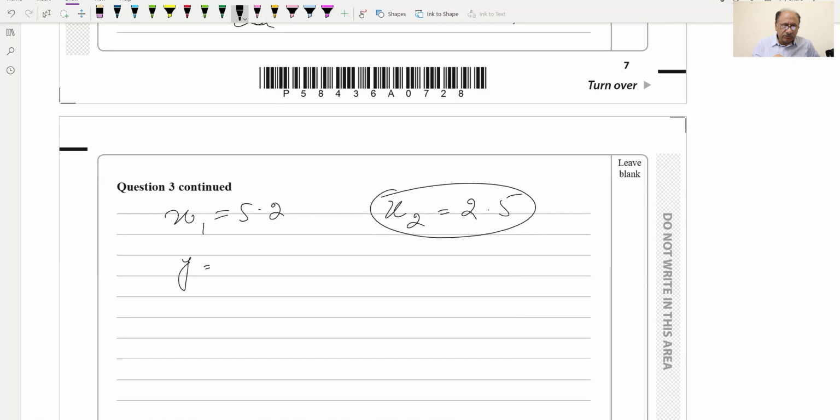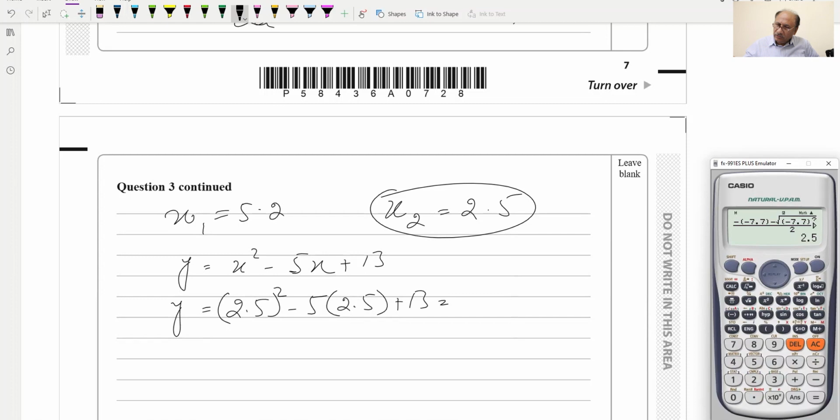So the curve equation is y is equal to x squared minus 5x plus 13, and we will replace x with 2.5. So it will be 2.5 squared minus 5 into 2.5 plus 13, and this will be equal to the y value, which is 6.75. Basically we have made some mistake, we will check.